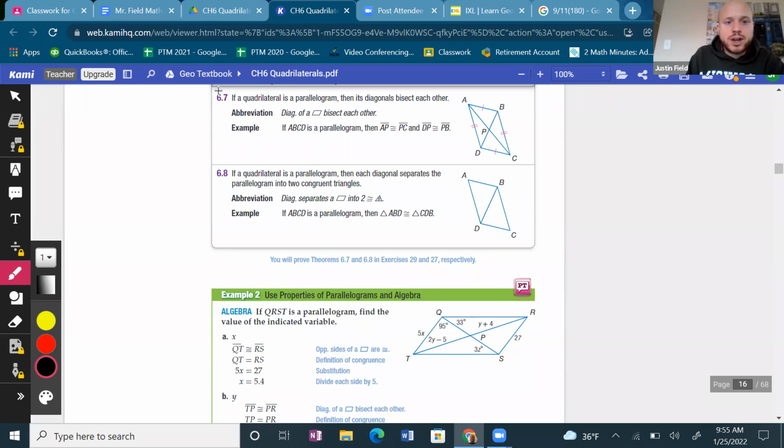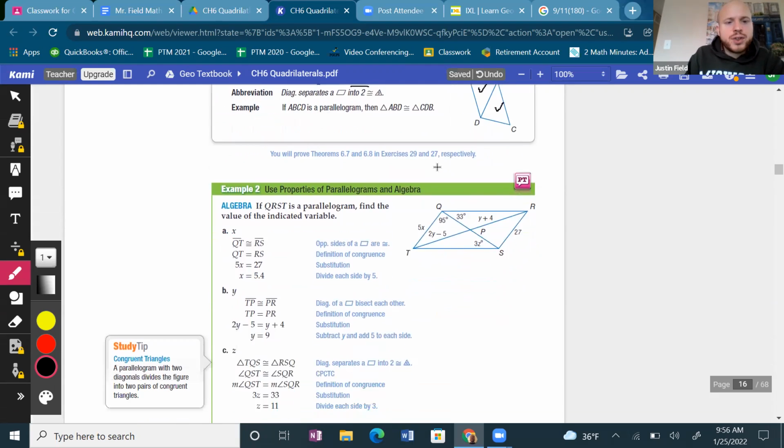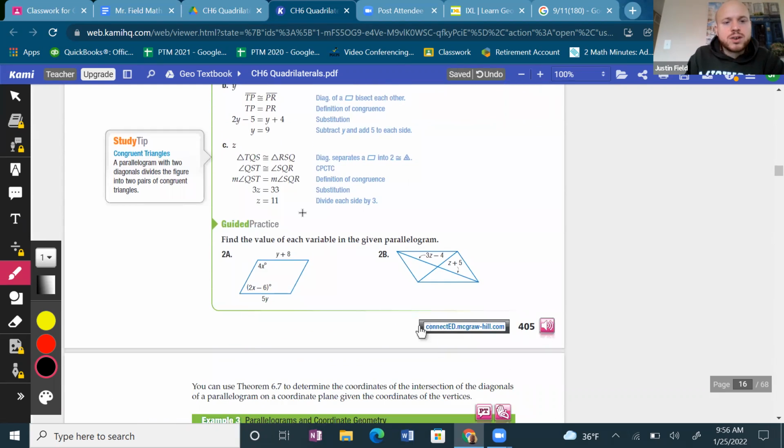6.7, 6.8. All right. The diagonals bisect each other. That means that where they intersect is the midpoint of both of them. So this is congruent to this, and this is congruent to this. That's what that means. And if a quadrilateral is a parallelogram, then the diagonals separate it into 2 congruent triangles. So this triangle is congruent to that triangle. Lots of little theorems that happen just because we have a parallelogram.